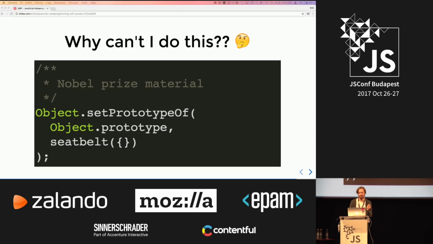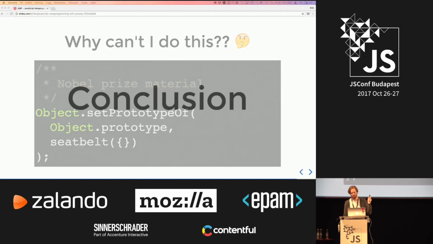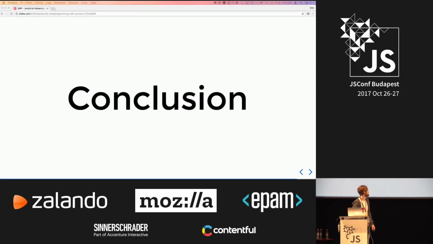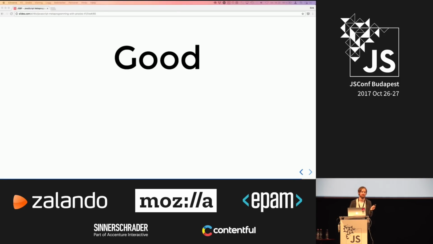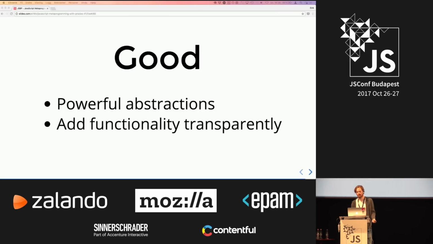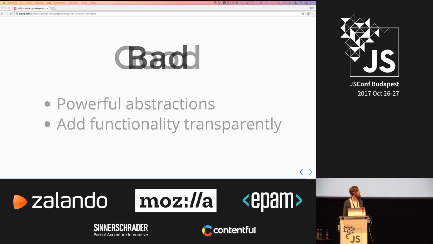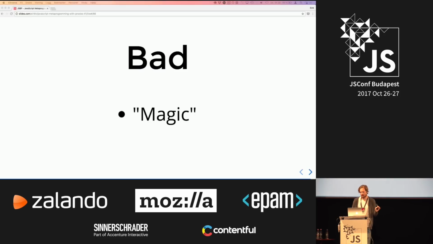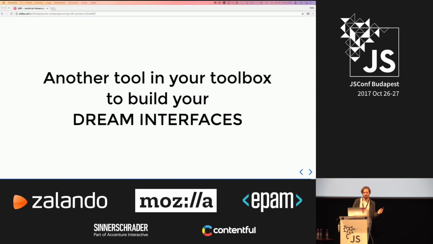So with this, I was really sad about that. But in conclusion, you can use proxies for a lot of good things. You can make really powerful abstractions, and you can add a lot of functionality transparently. But the bad thing is that you can also just mangle things completely and introduce a lot of magic so that JavaScript doesn't really behave like JavaScript anymore. But all in all, I think this is another great tool in your toolbox to build your dream interfaces.